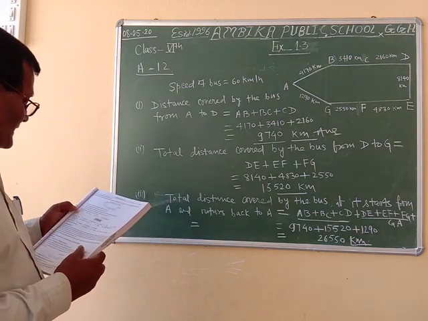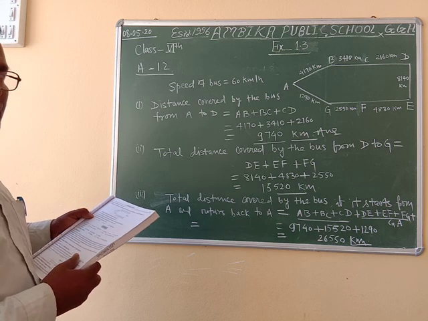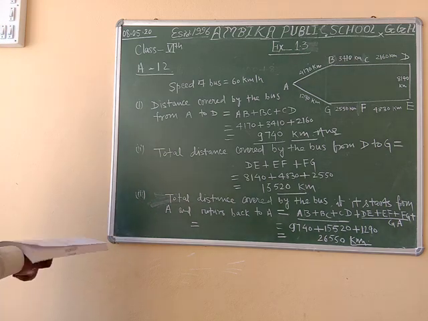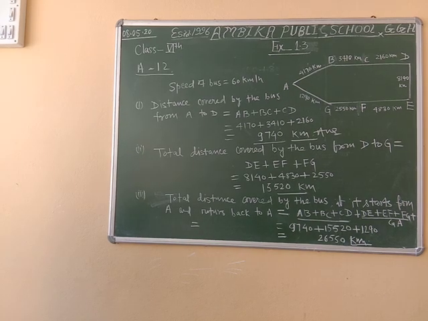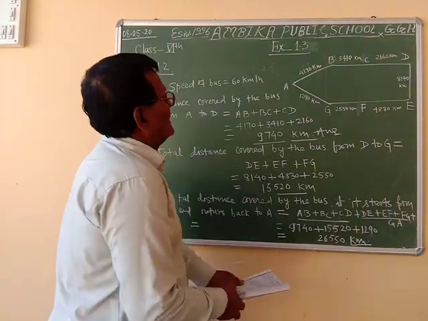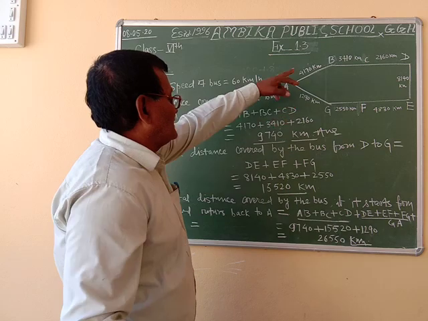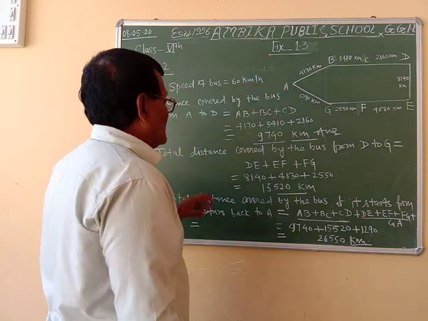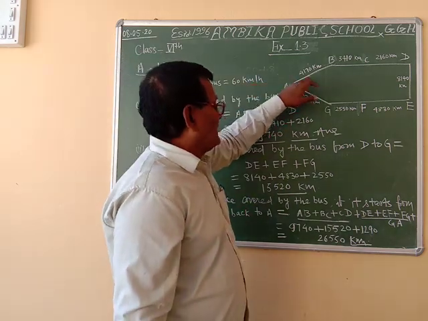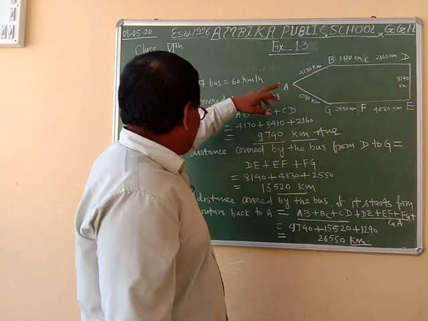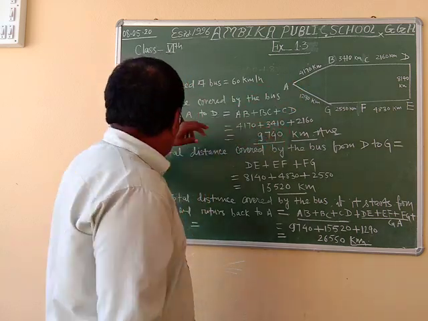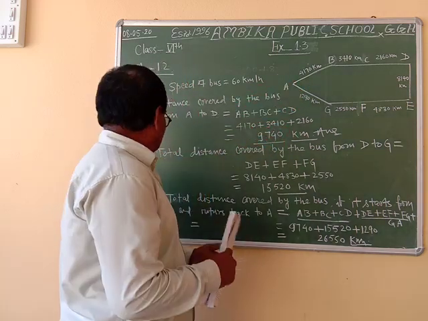Similarly, you will give the answer of question number 4 and 5. Total distances covered by the bus if it starts from A and returns back to A.